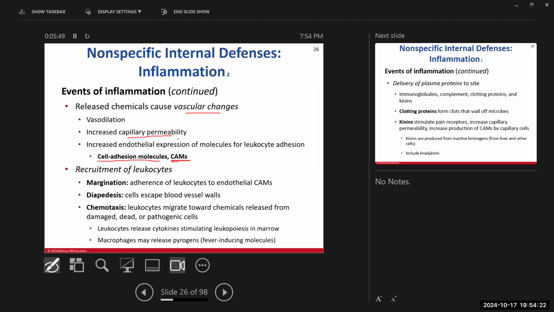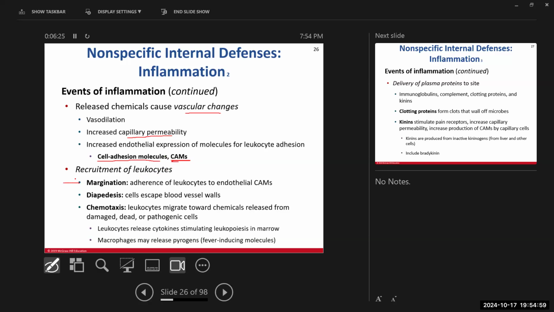Now, keep in mind, these three things happen. Vasodilation increases blood flow. We're going to make the blood vessels more permeable, okay? And then finally, we're going to put these things on the outside of the endothelium. The endothelium is the simple squamous epithelial cells that line the internal lumen of our blood vessels. They're going to make the endothelium more sticky by putting these molecules out to start catching cells. So how does this happen? These cell adhesion molecules are going to start to catch these cells.